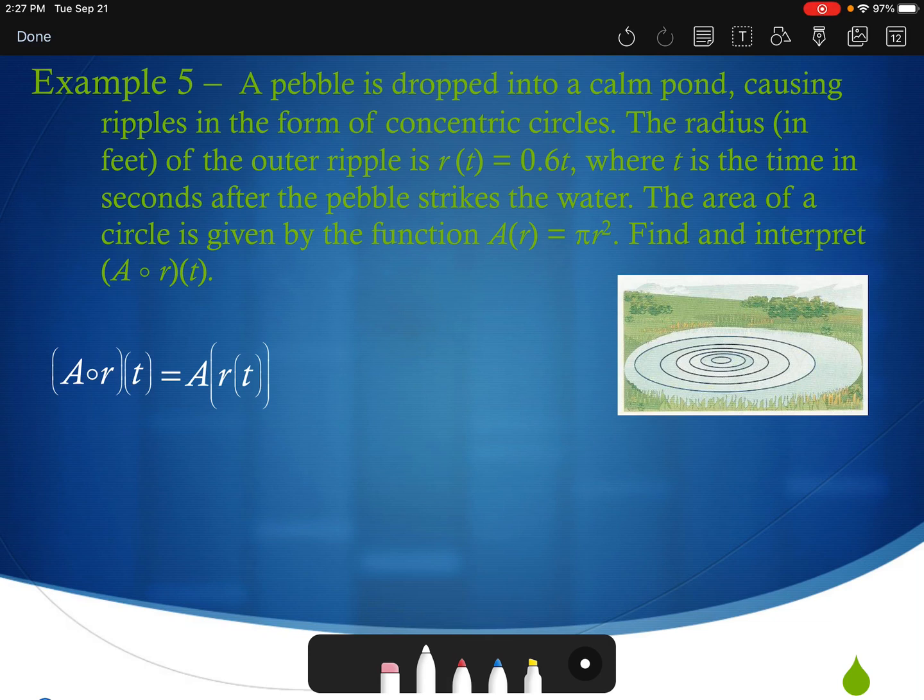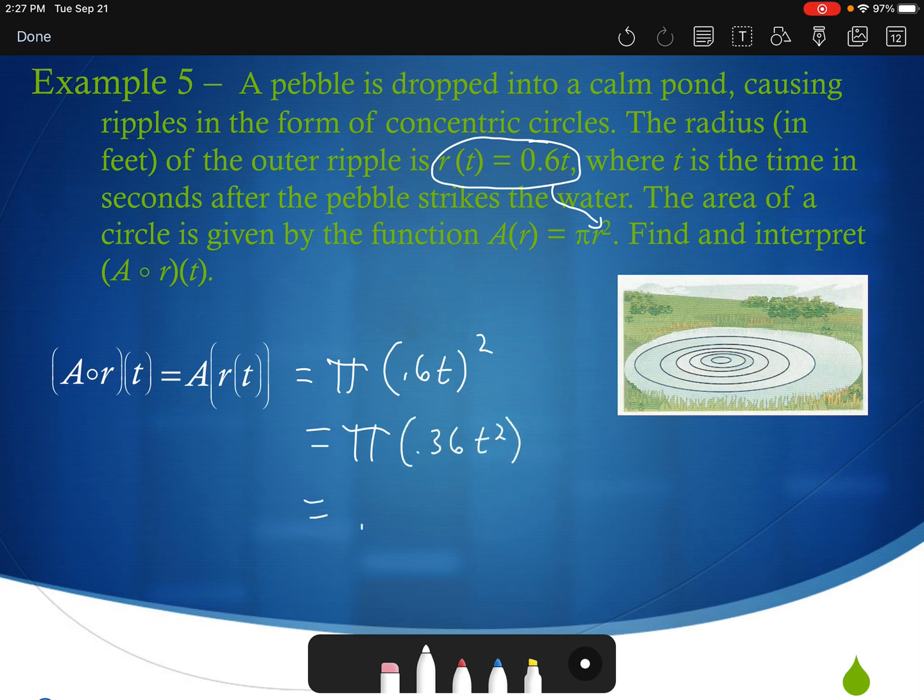Well, that's the same thing as saying a of r of t. So we're going to put r into a. Well, here's r of t. We're going to put it in there. So it's going to be pi times 0.6 t, quantity squared, which will lead us to 0.36 t squared, or 0.36 pi t squared. So that would be our area after so many seconds of our pond by the ripples.